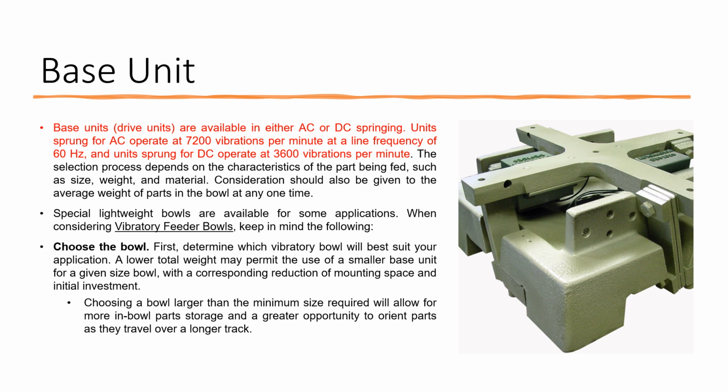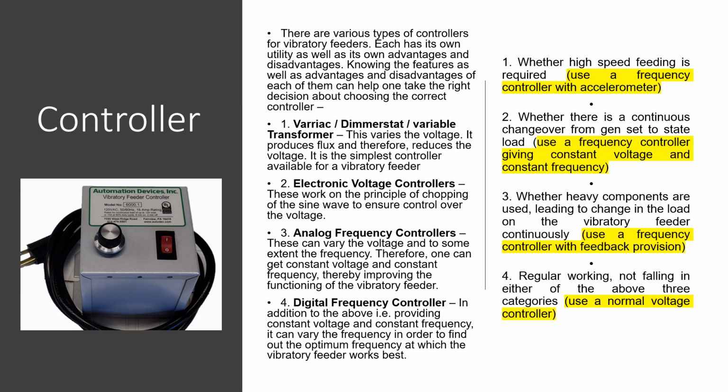Then the controller. As we discussed about the base unit, for that base unit we will need some controller. Different types of controllers are available, and they work on different parameters. Here we can see a thermostat or variable transformer. This will vary the voltage and produce the flux accordingly. It is a simpler controller.